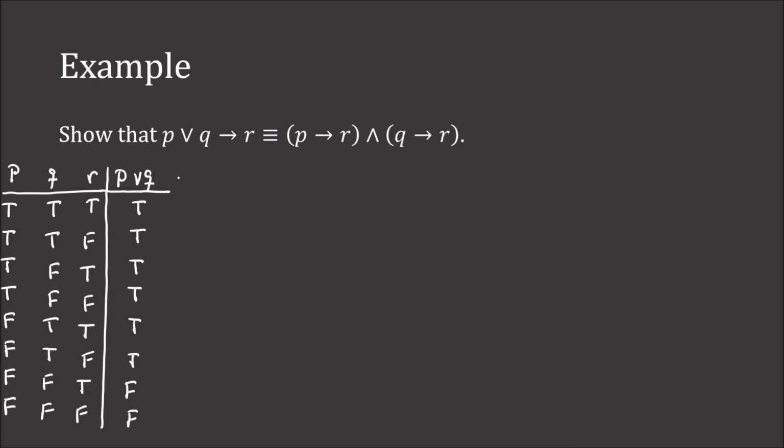Let's now create a column for P implies R. It's false only when the hypothesis is true and the conclusion is false. If we look, the hypothesis is true in row 2 and the conclusion is false in row 2, so that'll be a false. We get it again in row 4, and every other row would wind up being true.